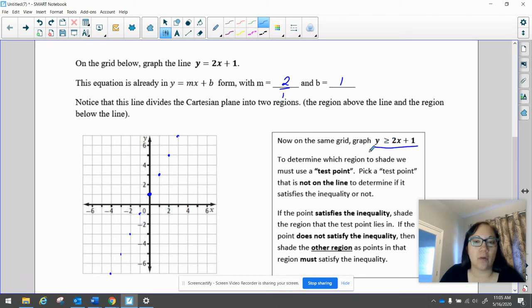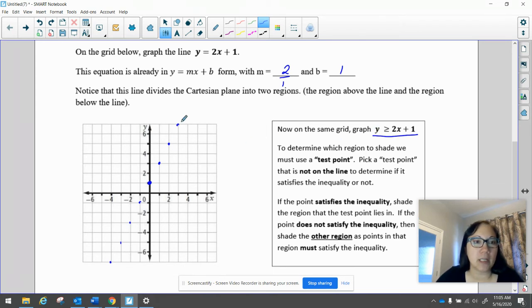Okay, so we need to know basically which set of x and y coordinates, or which set of points, the set on this side of our line or this side of our line, is going to make this true. So we are going to use a test point. This line divides the Cartesian plane, or the graph, into two regions, the above region and the below region, which is on the right.